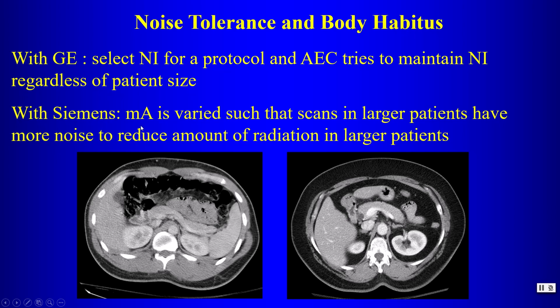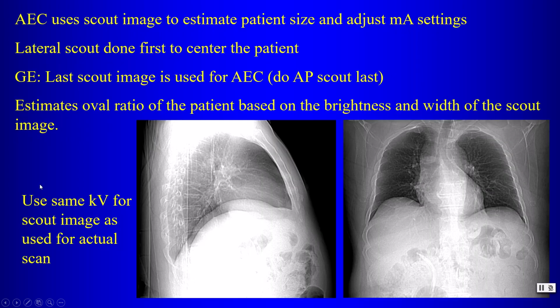With Siemens, they take a different approach. The mA is varied such that the scans in larger patients have more noise to reduce the amount of radiation in larger patients. So they take into account that in larger patients you are usually more tolerant to the noise within your images, so the mA will not be varied as much as the mA would change on a GE scanner in the larger patients.